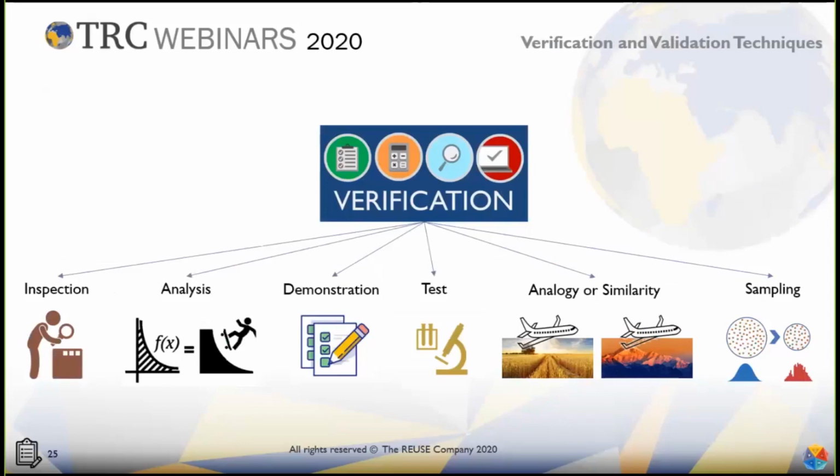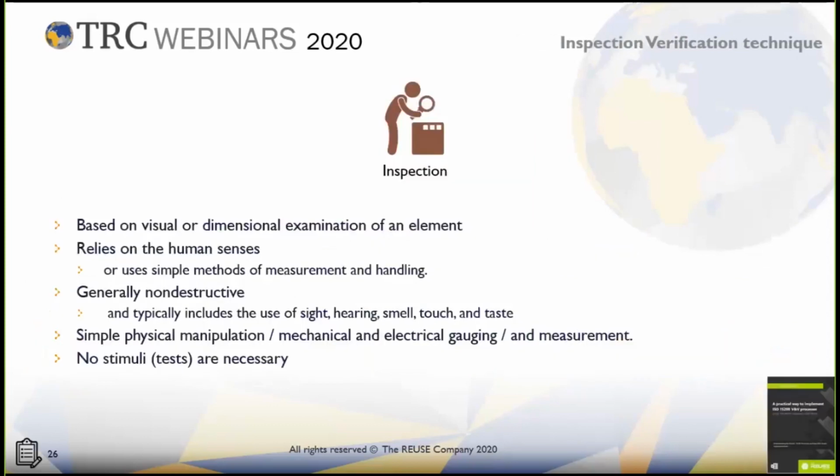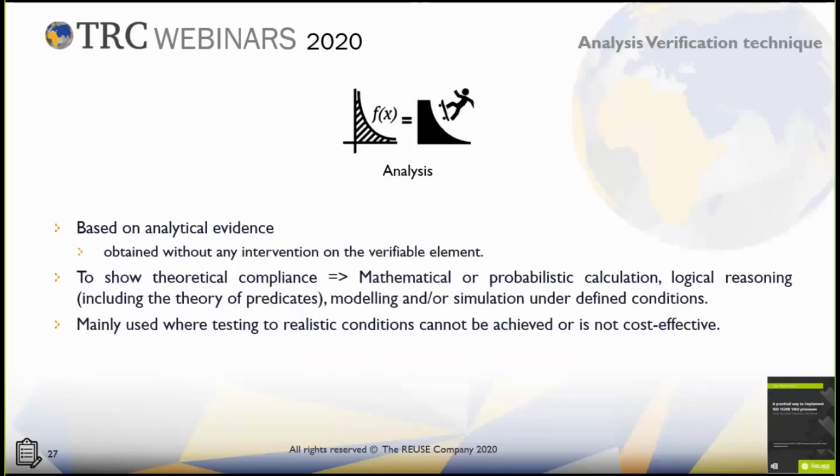Let's get into the verification techniques, okay? There are some of them that are well known in the domain. Let's look at them quite quickly. The inspection one. Inspection is usually based on the notion of senses. It's the one that is done using our human senses: sight, hearing, smell, touch, taste. And it involves a simple physical manipulation, if any, and no stimuli. You just go there and see if the colors of the aircraft are those that they should be because the airline has just purchased it. And this is something that you can do through inspection.